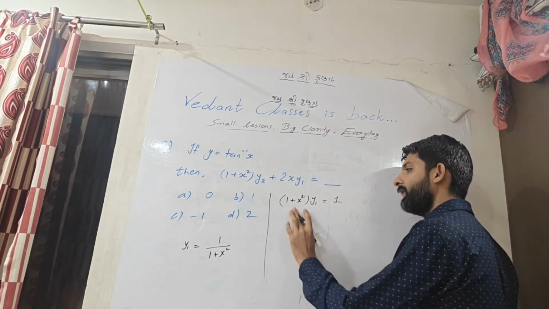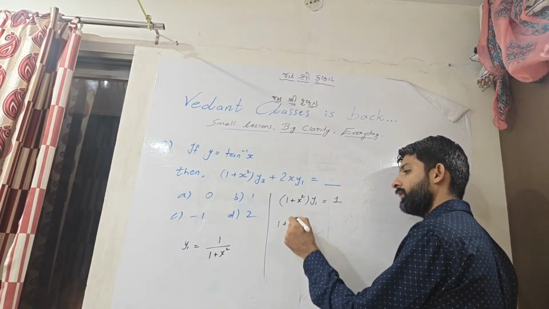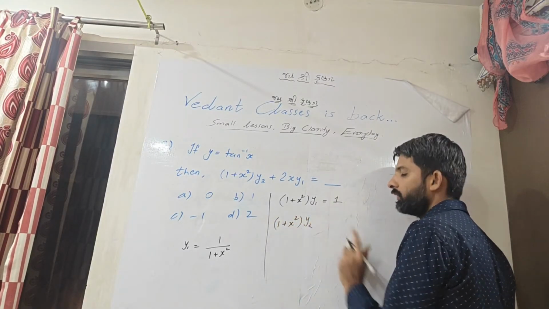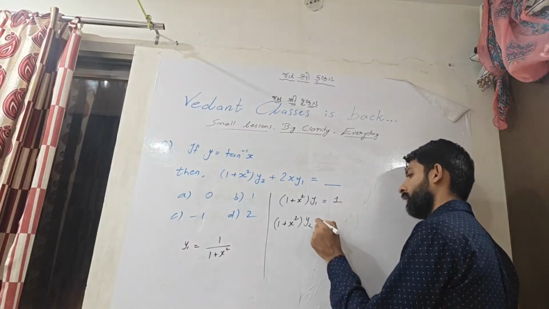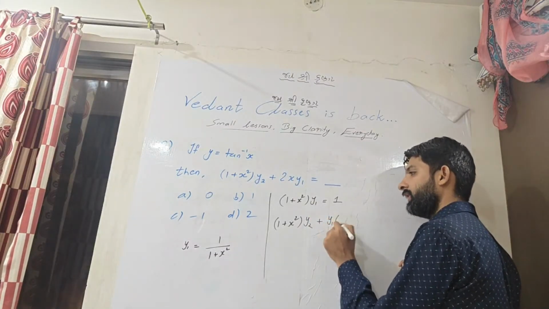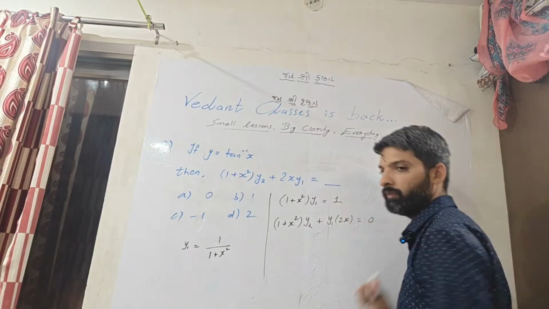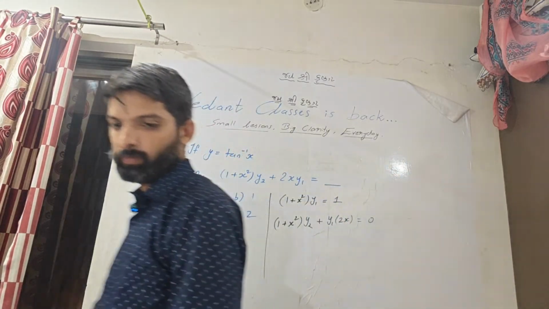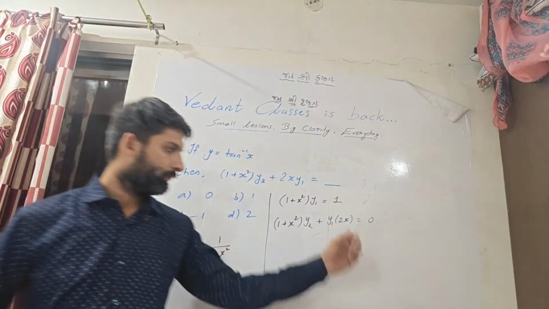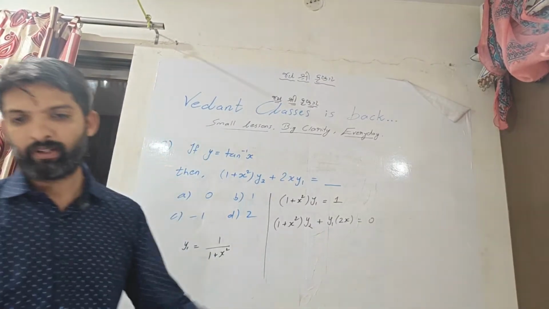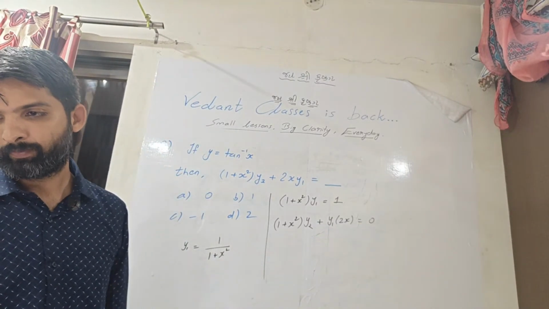Now when you find the derivative of this, 1 plus x square as it is, product rule, the differentiation of y1 will be y2. And keeping y1 as it is, the derivative of 1 plus x square will be 2x, and derivative of 1 will be 0. So option A will be the right answer. If you have solved this smartly, it's so nice.